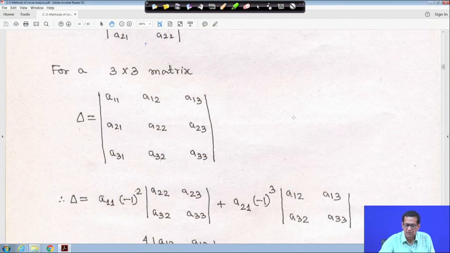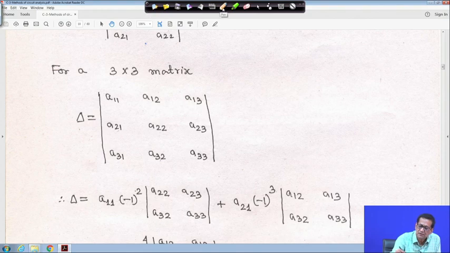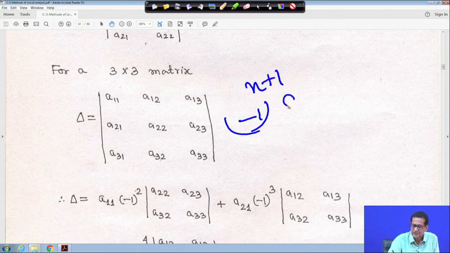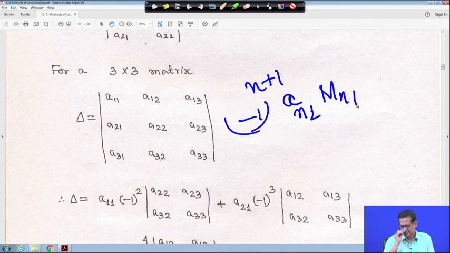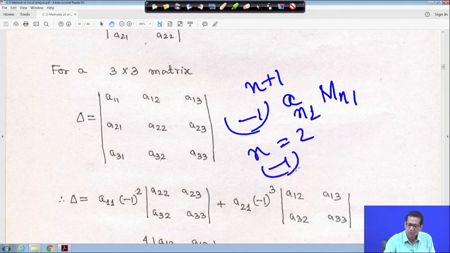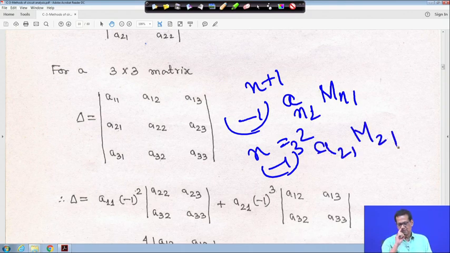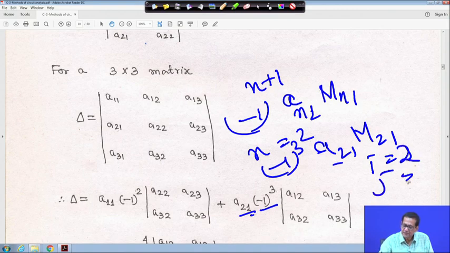Just hold on. In the second one, it is again the same term we are writing: minus 1 to the power n plus 1, then a n 1, then M n 1. Now, in this case, for the second term, n is equal to 2, that means it is minus 1 to the power 3, then a 2 1, then M 2 1. Minus 1 to the power 3 means it is minus, so this is actually minus 1 cubed. So it will become minus a 2 1, and what is M 2 1? Here M i j, i is equal to 2 and j is equal to 1, that means your second row and the first column.